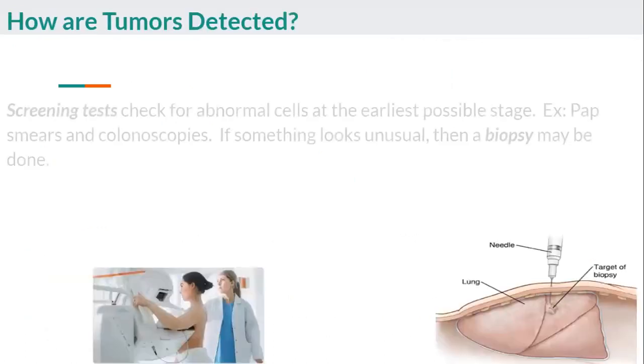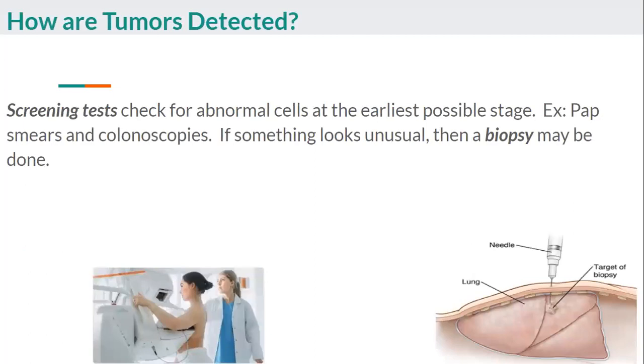So how are tumors detected in the first place? Well, it's important to have these tests called screening tests to check if cells are abnormal, if they're not really working properly, maybe they're dividing abnormally fast. And it's important to get checkups all the time. So some examples of these screening tests would be, let's say, a pap smear. So for women, their cervix will be checked to see if there are any abnormal cells.